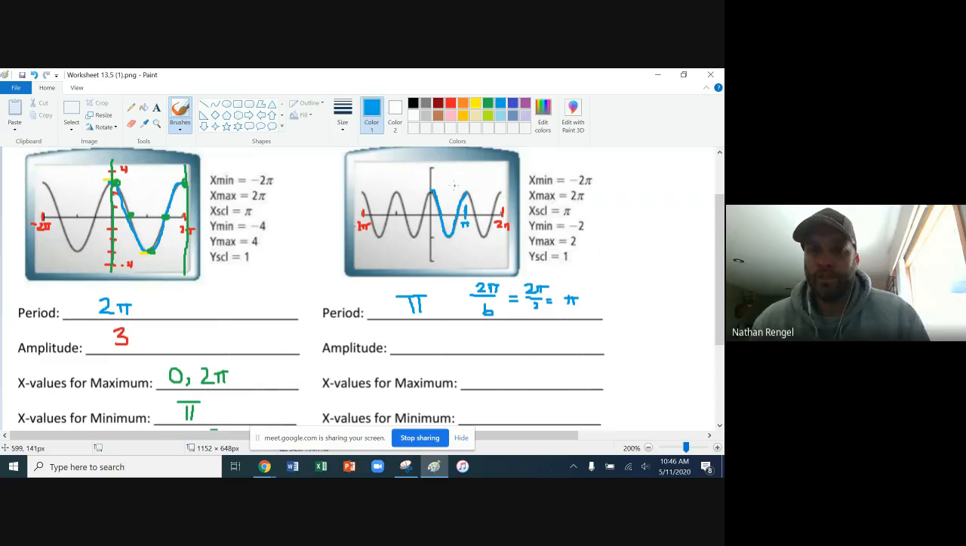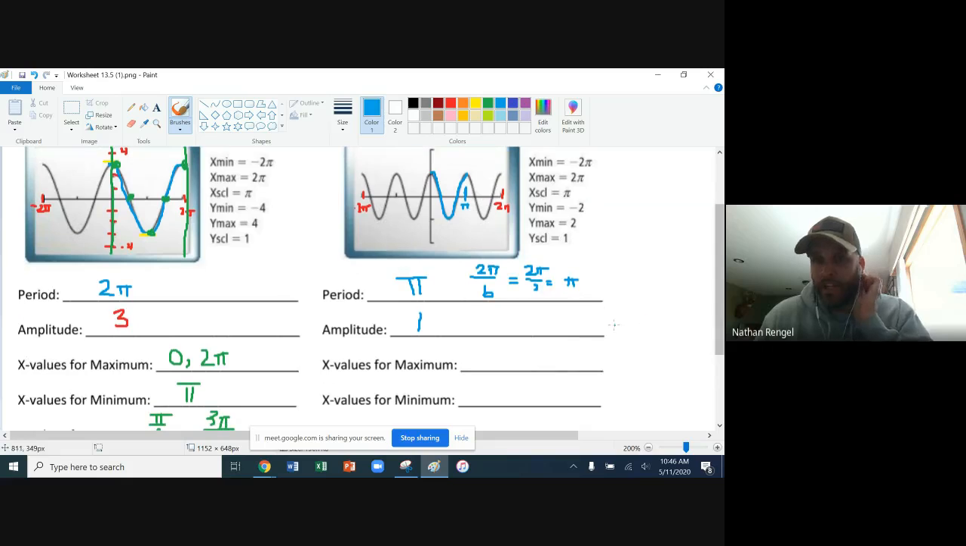Next is your amplitude. Looking at your y-axis, you've got a positive 2 to negative 2, and you're counting by ones. So that tells us that our amplitude is 1. Here's your highest and lowest point. The x values for the maximum. So we got a couple more maximums here. We've got a maximum at 0, a maximum at pi, and a maximum at 2 pi. So 0, pi, and 2 pi all include my maximums.